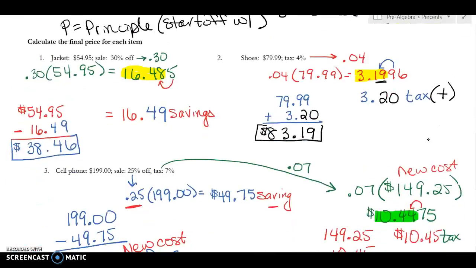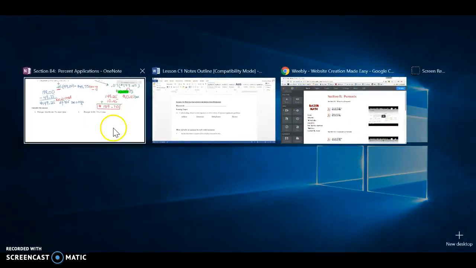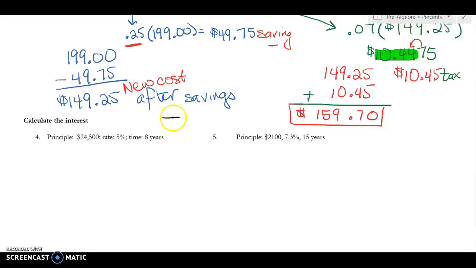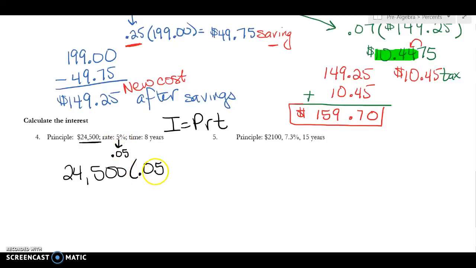So let's go down and do our couple examples. And so I need to start off by just writing my formula, I equals PRT. So my principal for this one is $24,500. I'm going to times that by my percent, which is 0.05 as a decimal, and I'm going to times that by 8 for years. So 24,500 times 0.05 times 8, and after 8 years, I have $9,800 in interest.